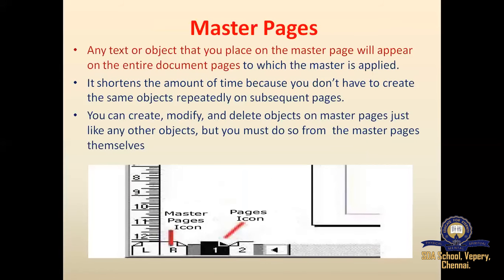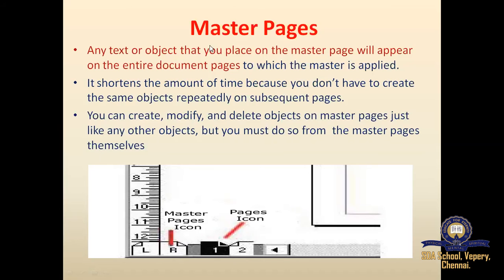Next topic, what you are going to see is master page. Right? Of course, there are a few things you have to learn about master page. Any text or object that you place on master page will appear on the entire document page. Where can we see this? At the bottom of your page, you can see the master page icon. Right? This is your master page icon.